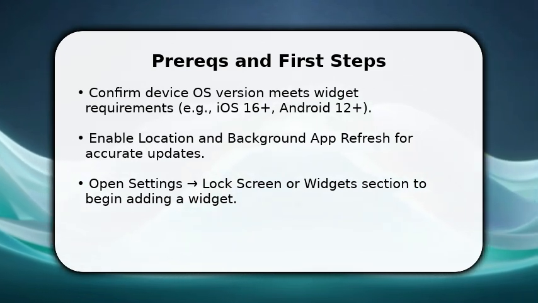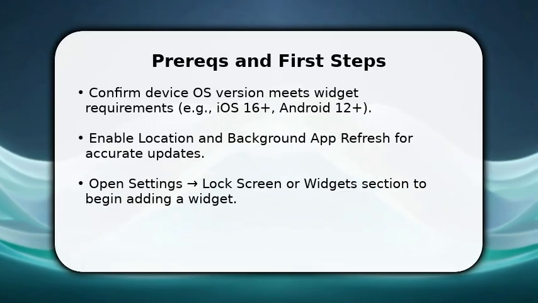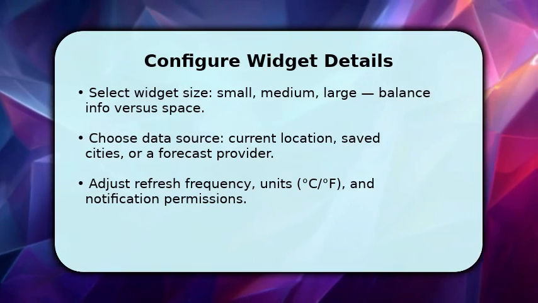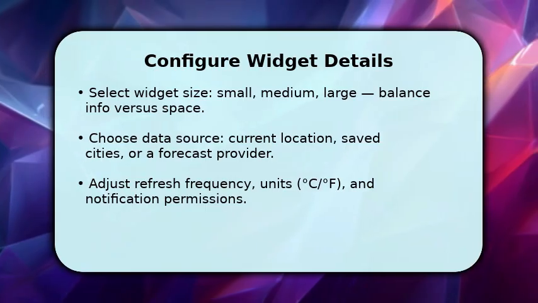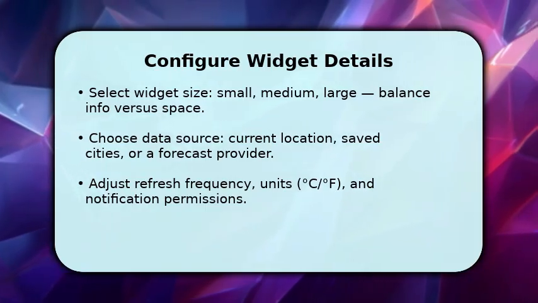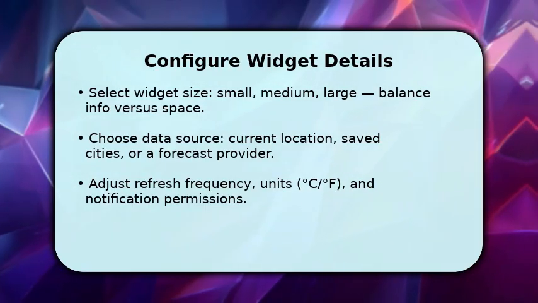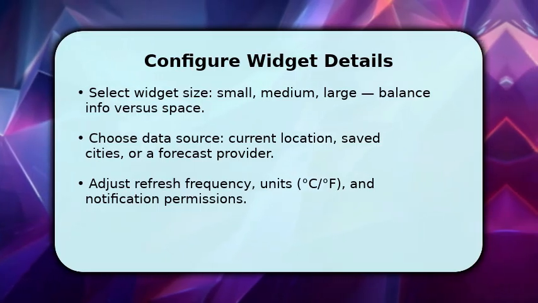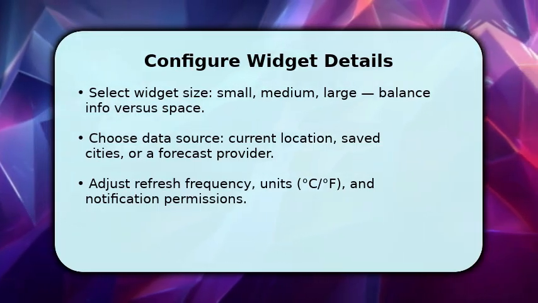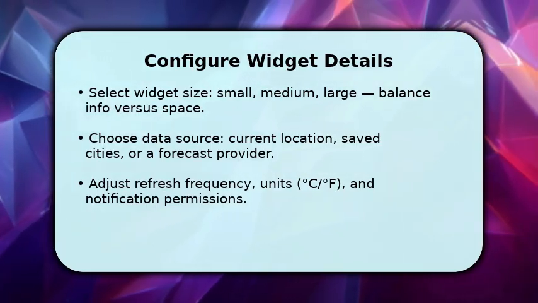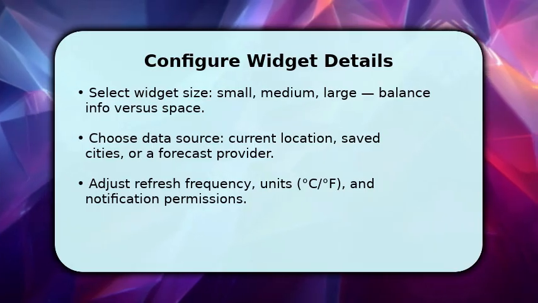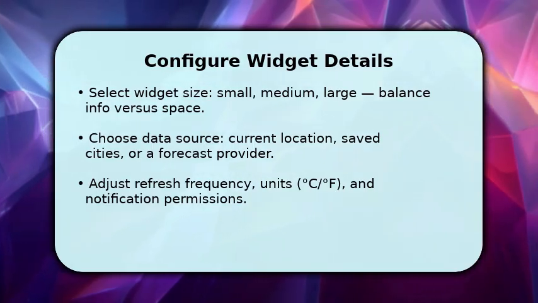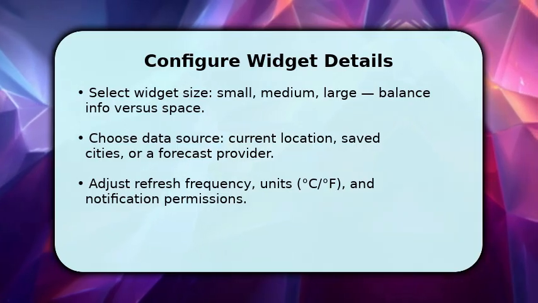Once the Weather widget slot is open, select Size and Layout: small for glanceable temperature, medium for hourly, large for full forecast. Make sure you choose the correct data source: current location if you want automatic updates, or a saved city if you travel. Then set units and refresh frequency so the widget shows relevant details without draining battery. If offered, enable notifications for severe alerts.